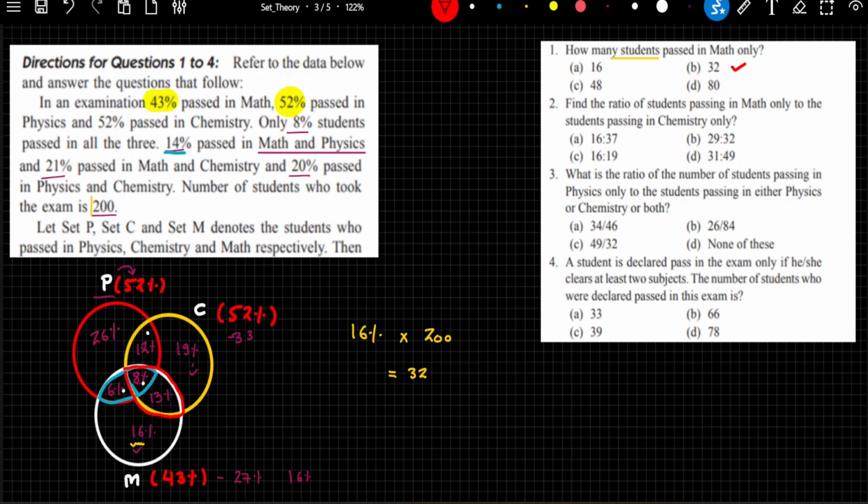Let's read the second question. Find the ratio of students passing in maths only to the students passing in chemistry only. It's very easy. You will say students who passed in only maths are 16%.